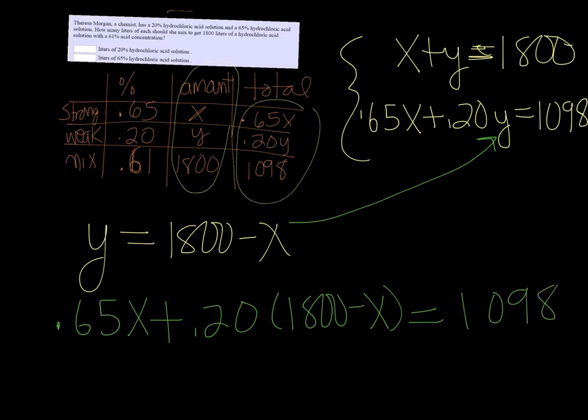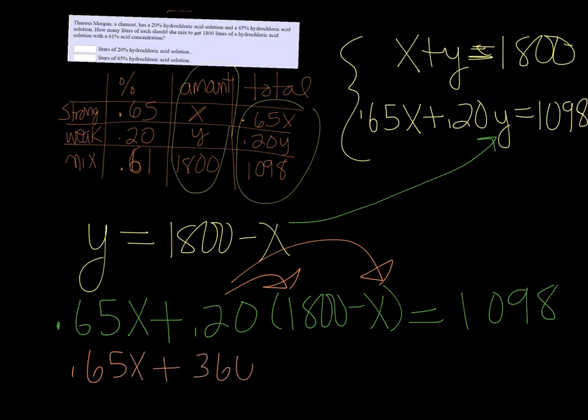So I end up with 0.65x plus 0.20 times, in parentheses, 1,800 minus x equals 1,098. I want to distribute that 0.20 through. So 1,800 times 0.2 is 360. So I get 0.65x plus 360. And then multiplying it by the minus x there, I get minus 0.20, or just 0.2x is fine. You can drop that 0.